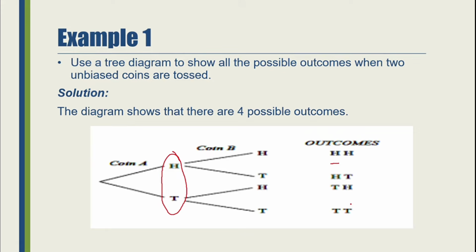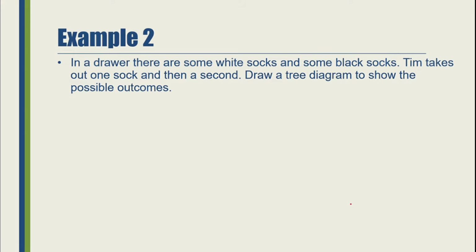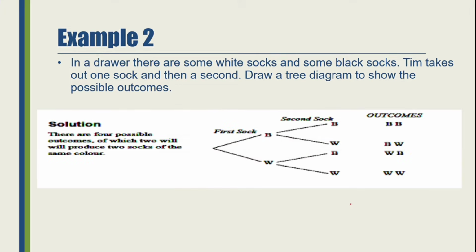Okay. So example number 2. In example number 2, we have in a drawer some white socks and some black socks. Tim takes out one sock and then a second. Draw a tree diagram to show the possible outcomes. So there are four possible outcomes, of which two will produce two socks of the same color.